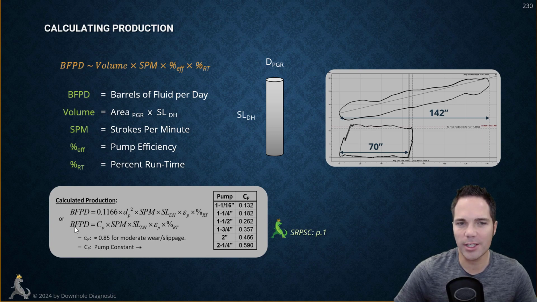Okay, there are two different equations here. One of them uses a pump constant related to the most common sizes of diameter here, and that takes into account the conversion and the diameter squared, but you don't need to use this. You can just use this top equation and follow the directions. So that's on page 1 of my rod pumping brochure.